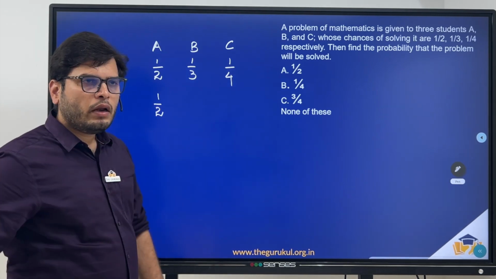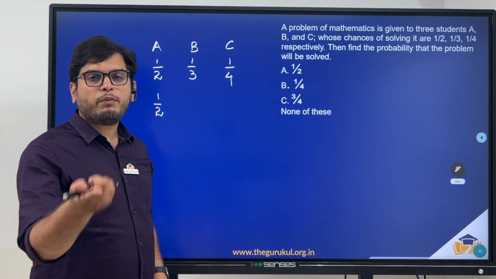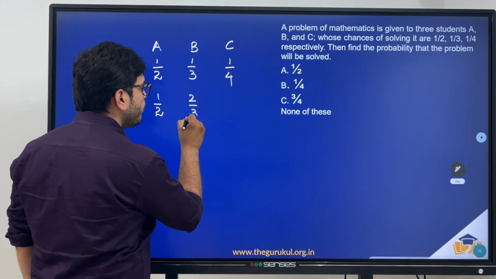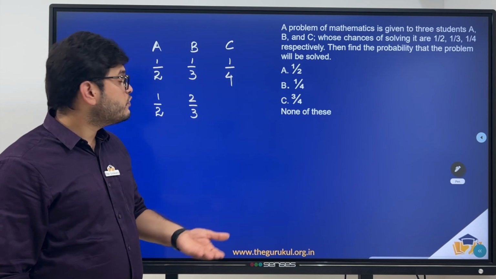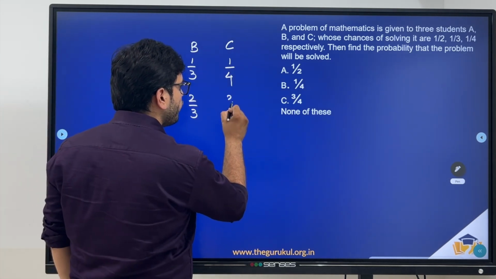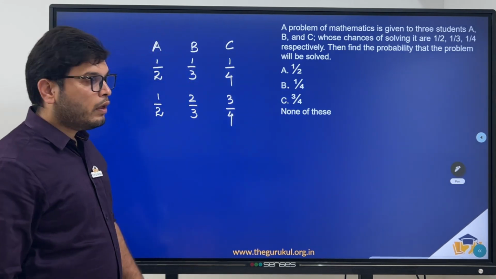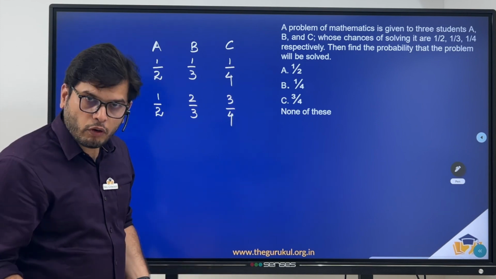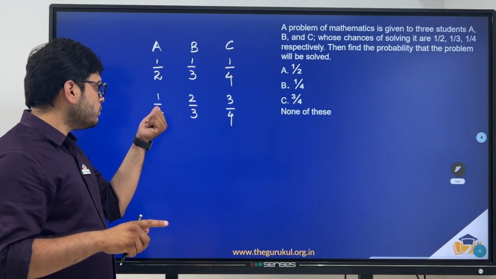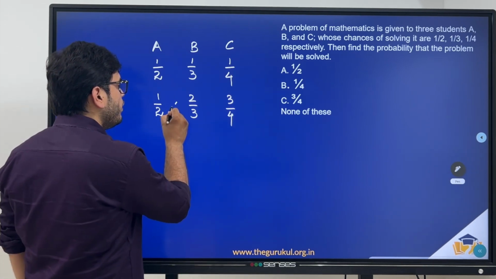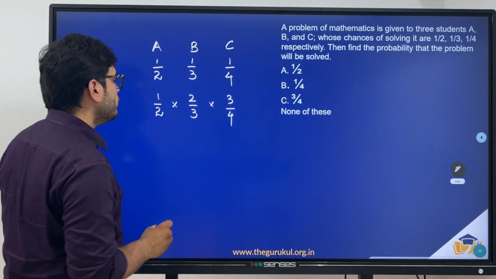1 by 2. Now, if the probability of B solving that problem is 1 by 3, B not solving that problem is 2 by 3. The probability of C solving the problem is 1 by 4. The probability of C not solving the problem would be 3 by 4. Now let's find the probability of the problem not being solved. Right. That means A, B and C, they did not solve the problem. So 1 by 2 into 2 by 3 into 3 by 4.